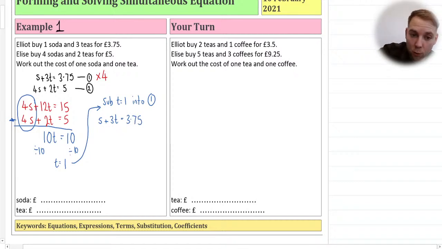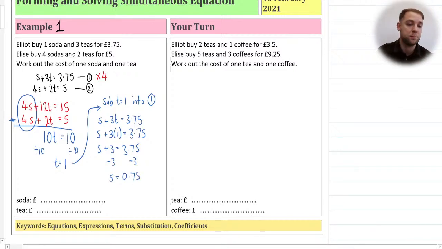I know that t is equal to £1, so a soda plus 3 times 1 is equal to £3.75. Then I solve it and find out what S is. So S plus 3 is equal to £3.75. So minus 3, we end up with S is equal to 0.75, which we know is 75p.